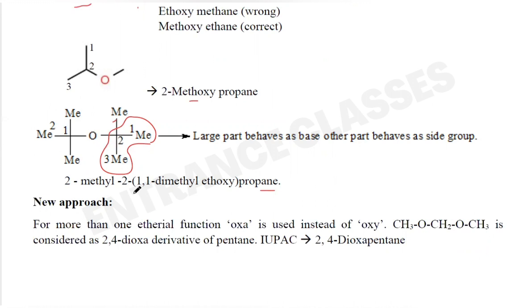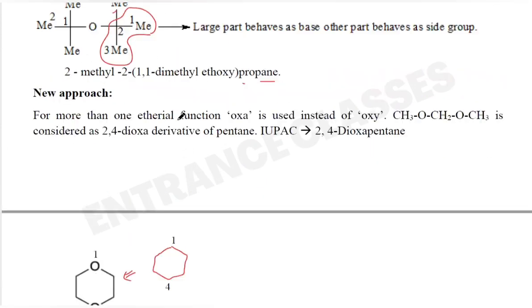So 2-methyl, 2,1,1-dimethyl ethoxy, propane. Very, very important IUPAC. Now a new approach, oxa style. What is this? In place of this oxygen, ethyl oxygen, we just imagine that is CH2. So here also CH2, that is the 1, 2, 3, 4, 5, pentane derivative. 2,4-dioxapentane. This O group is called oxa.